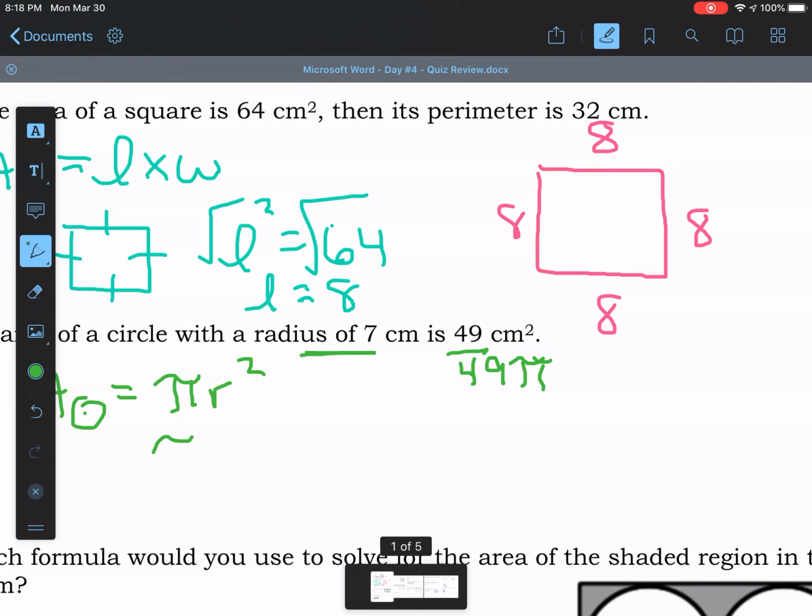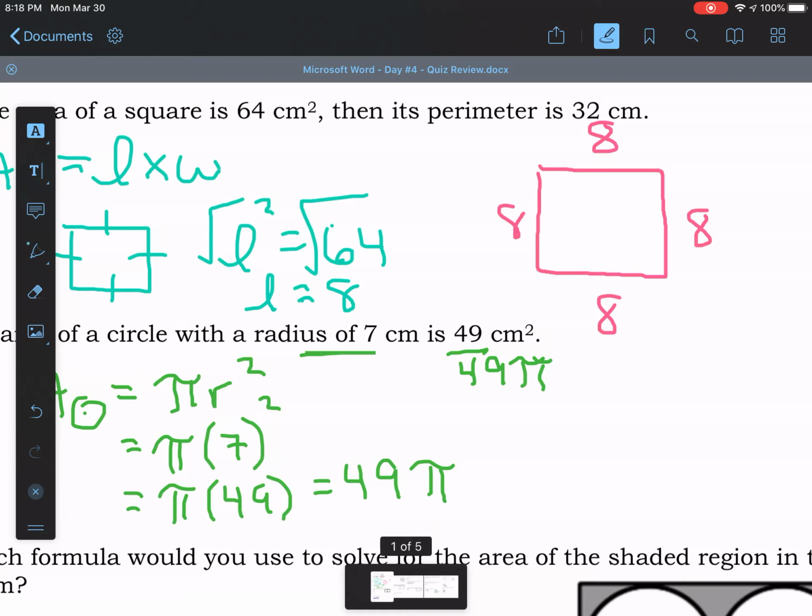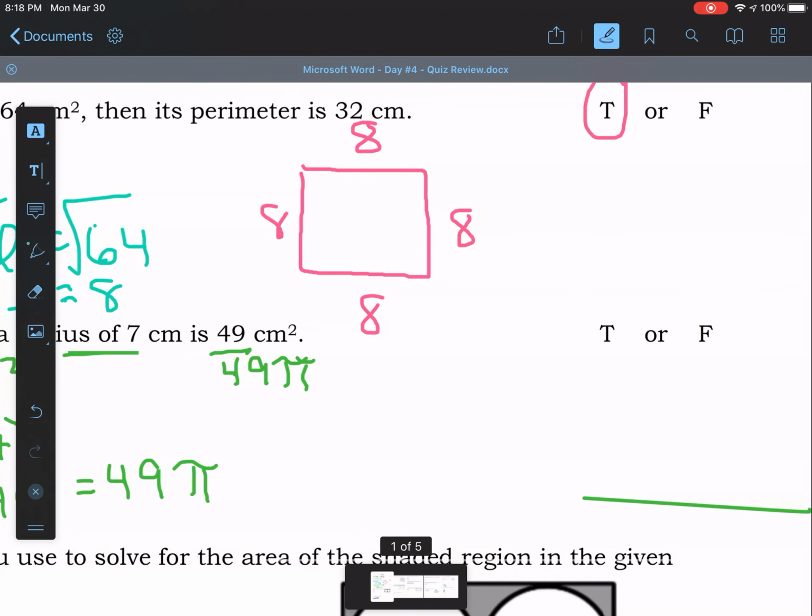So we're doing pi times 7 squared, which is pi times 49, which is equal to 49 pi. Okay, so this statement then is true. Okay? All right, so moving on from there.